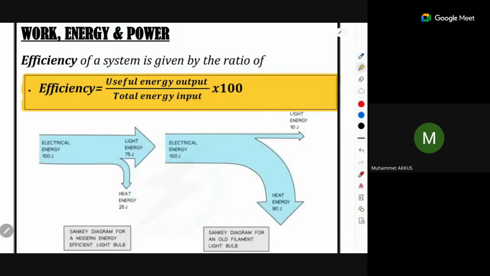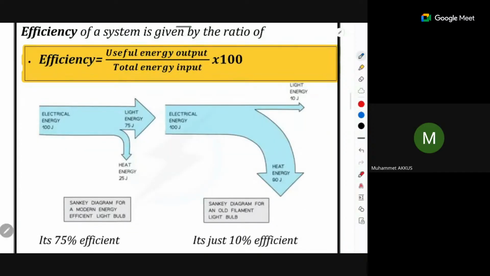For example, if I am using 100 joules of chemical energy or electrical energy in a bulb, out of that, 75 joules are used in light and only 25 joules in heat. This bulb is 75% efficient. But there is another bulb which gives only 10 joules of light and 90 joules of heat. So that is 10% efficient.